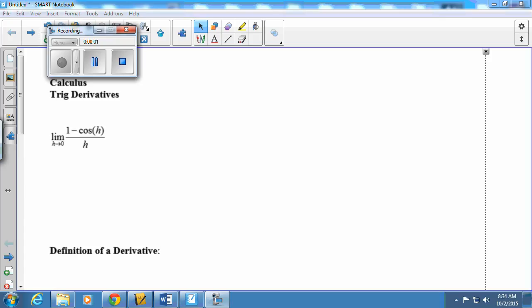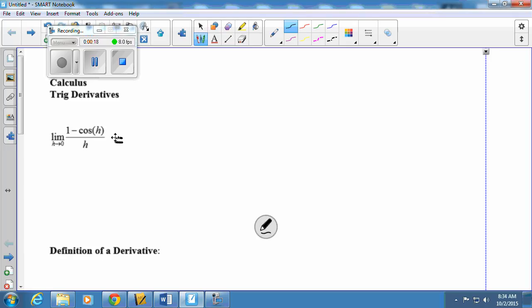and try to take this limit, right? What were our limit strategies? I could just plug it in. What would you like to plug in? 0. All right, so let's plug 0 in. Notice the limit goes away because I'm applying the limit.